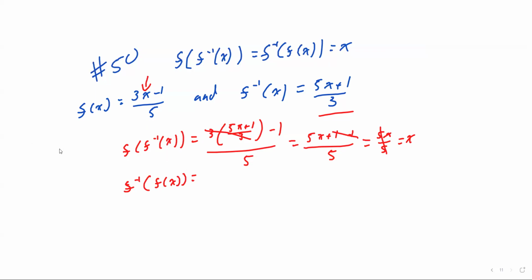This time, I'm going to take this function and plug it in for this x. So this is now going to be 5 times 3x minus 1 over 5 plus 1 over 3. So the 5's would cancel. So you get 3x minus 1 plus 1 over 3. The 1's would cancel. So you get 3x over 3. And then here you go.